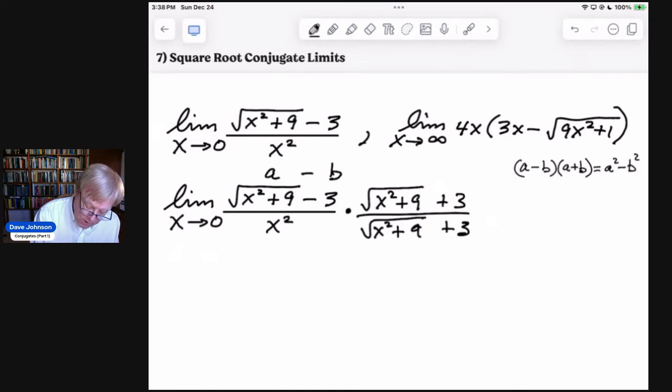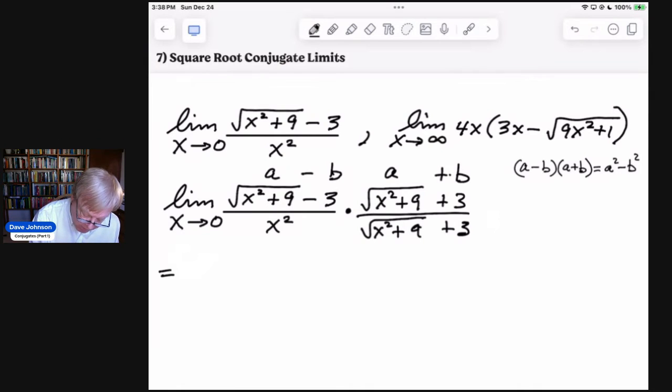Okay, so this factor is a 1, by the way: the square root of x squared plus 9 plus 3, divided by the square root of x squared plus 9 plus 3, that's 1, multiplying the function that we're taking the limit of by 1. So we're not changing the value of the limit. And this is your a plus b.